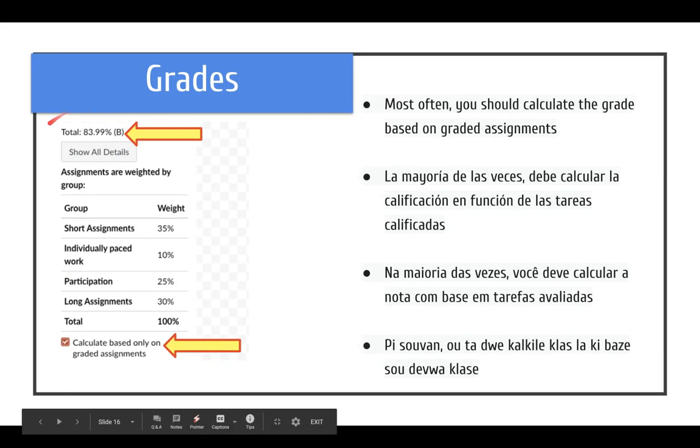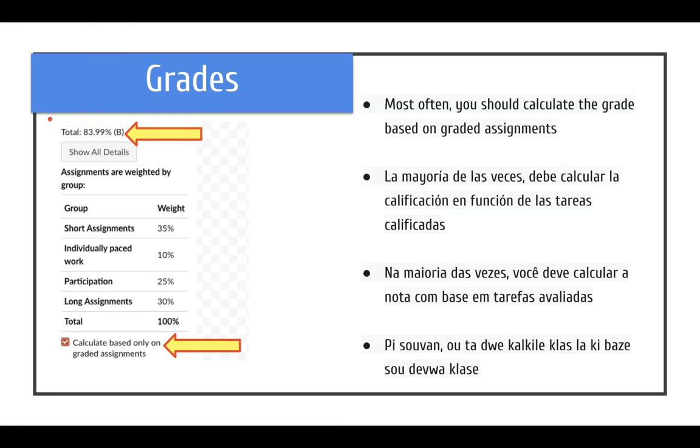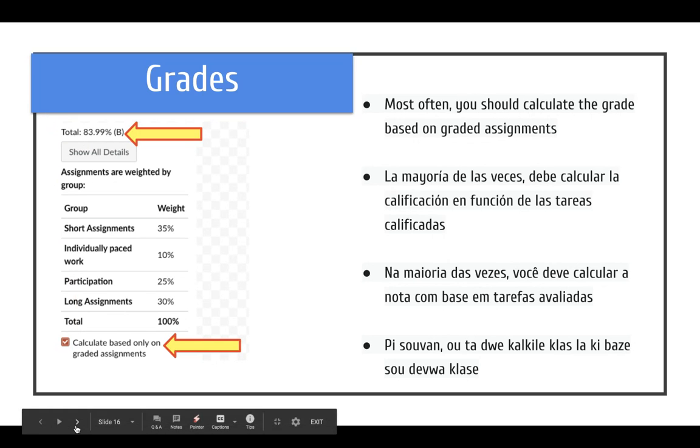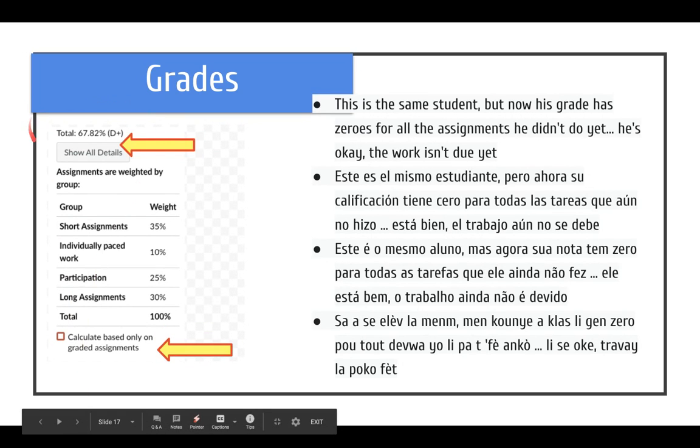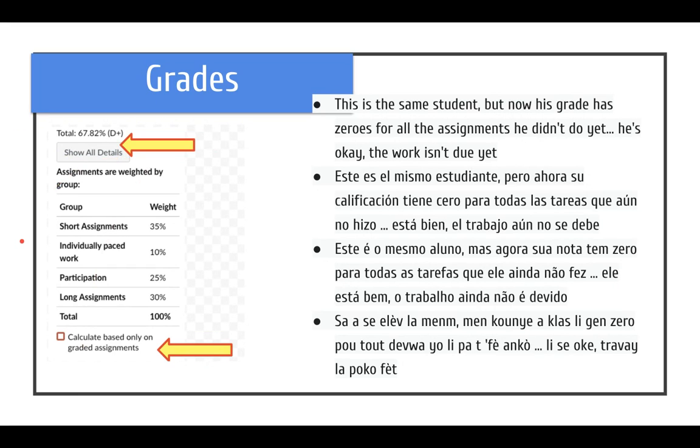So this grade is the accurate grade because it's based on all of the assignments that were due. This grade is too low because it's counting all of his future assignments as zeros.